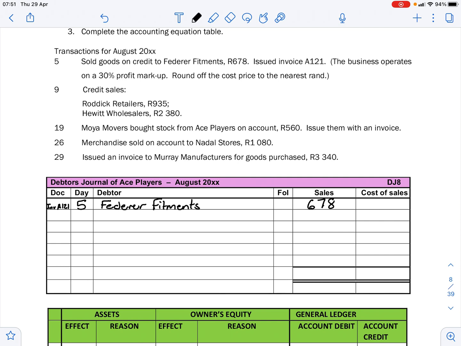Now, in order to get our cost of sales, we need to divide. They tell us that the profit markup is 30%, so we take 678 divided by 1.3, and that should give us 521.53. Rounded off to the nearest Rand, our cost of sales is 522.